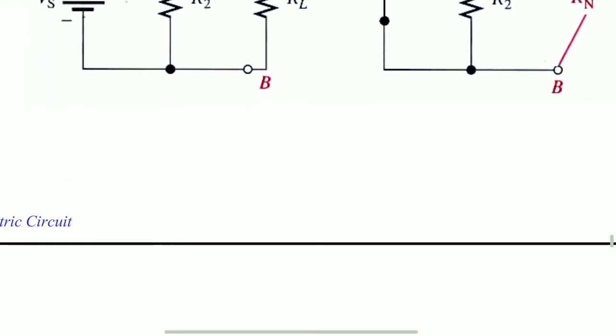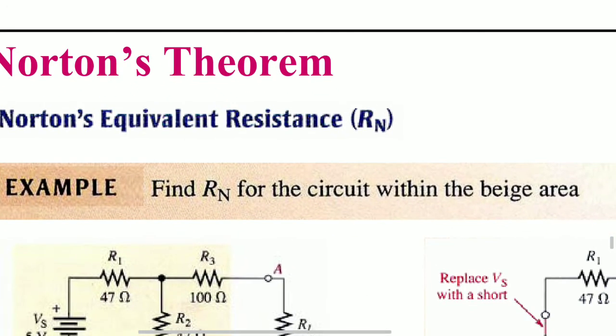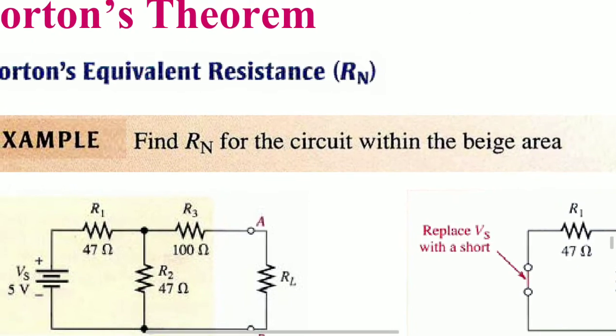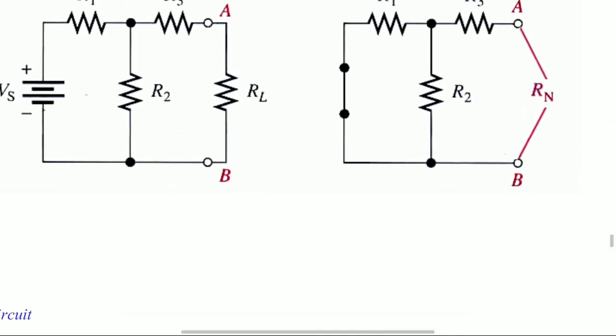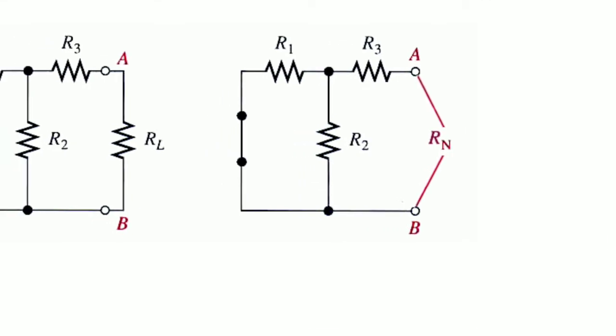So observe this one: Rn is equal to R1 into R2 by R1 plus R2, plus R3. Why plus R3? It is in series with the parallel combination of R1 and R2.